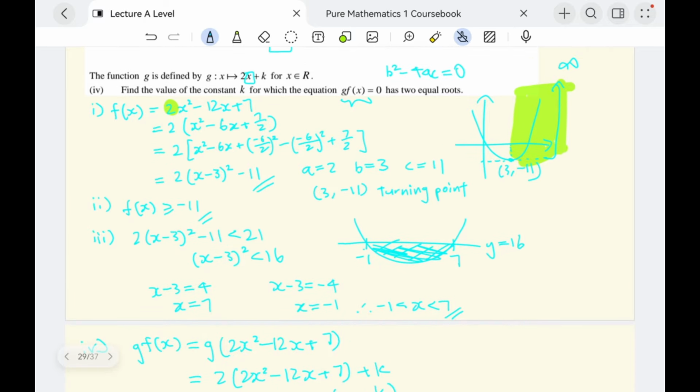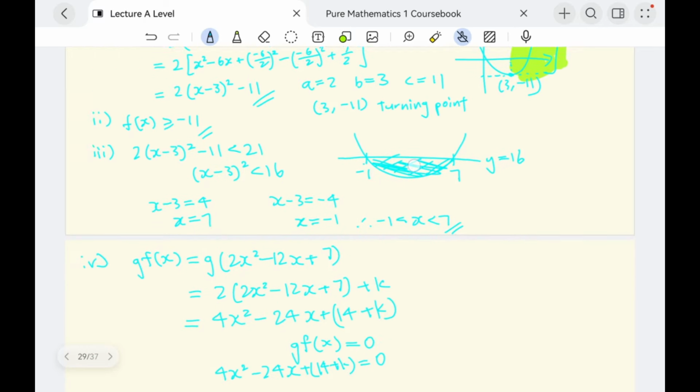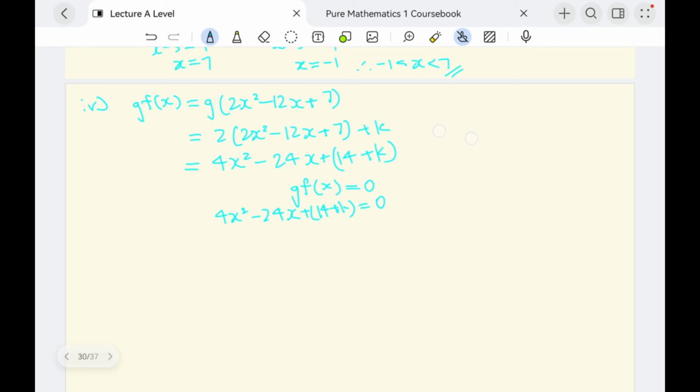Right. So let's carry out the discriminant b squared minus 4ac equals 0. Just substitute all the coefficients, but identify a is 4, b is negative 24, and c is 14 plus k. Substitute all inside the discriminant, then you will find k from the question specified.